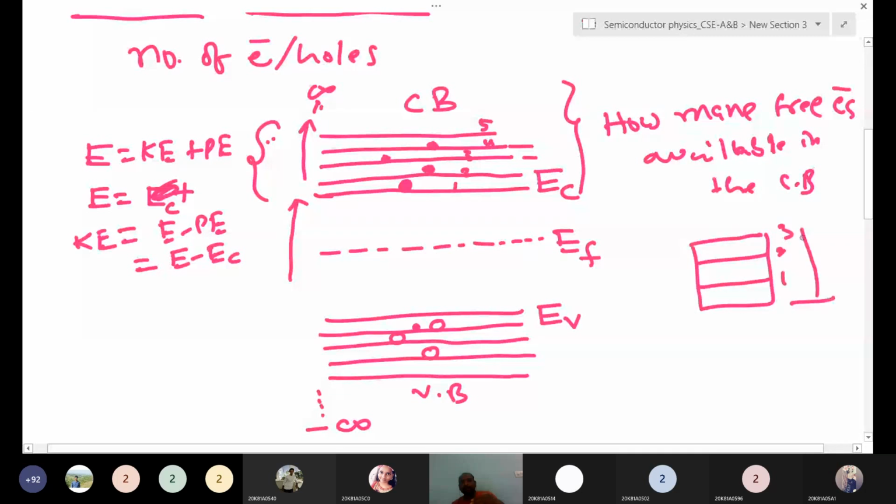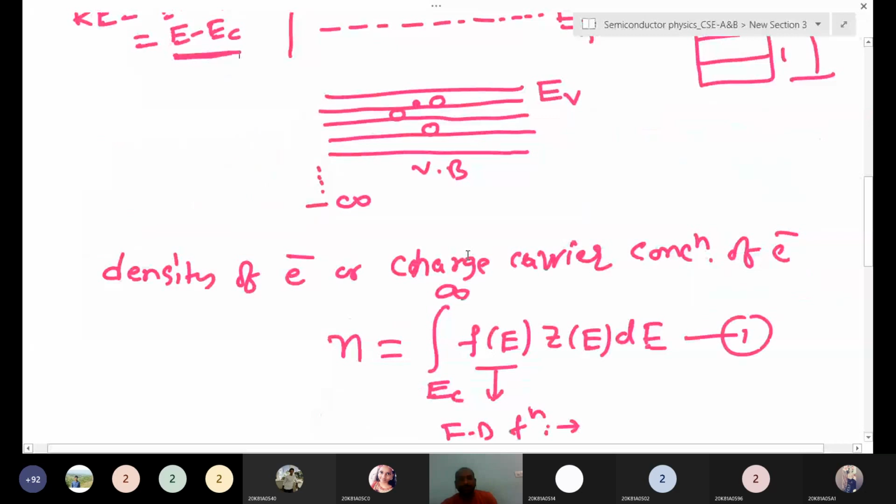Now, why are we taking kinetic energy here? We need to know how many electrons are freely available in the conduction band, freely moving. A freely moving electron has some velocity, and if it has velocity, it will have kinetic energy also, right? That's why here we are replacing E with E minus EC.